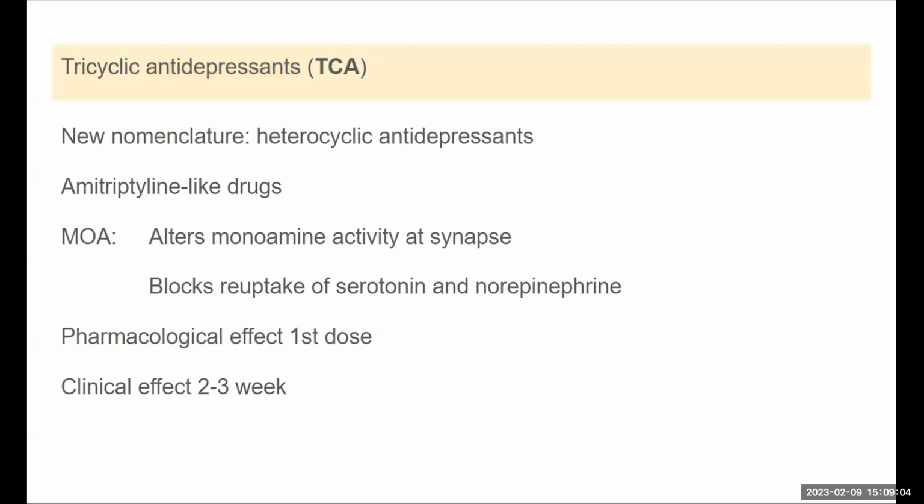Previously, they were called tricyclic antidepressants, but the new nomenclature is heterocyclic antidepressants. Amitriptyline is the famous drug in this group. It acts by altering the monoamine activity at the synapse and by blocking the reuptake of serotonin and norepinephrine. The clinical effect takes about 2 to 3 weeks to set in.